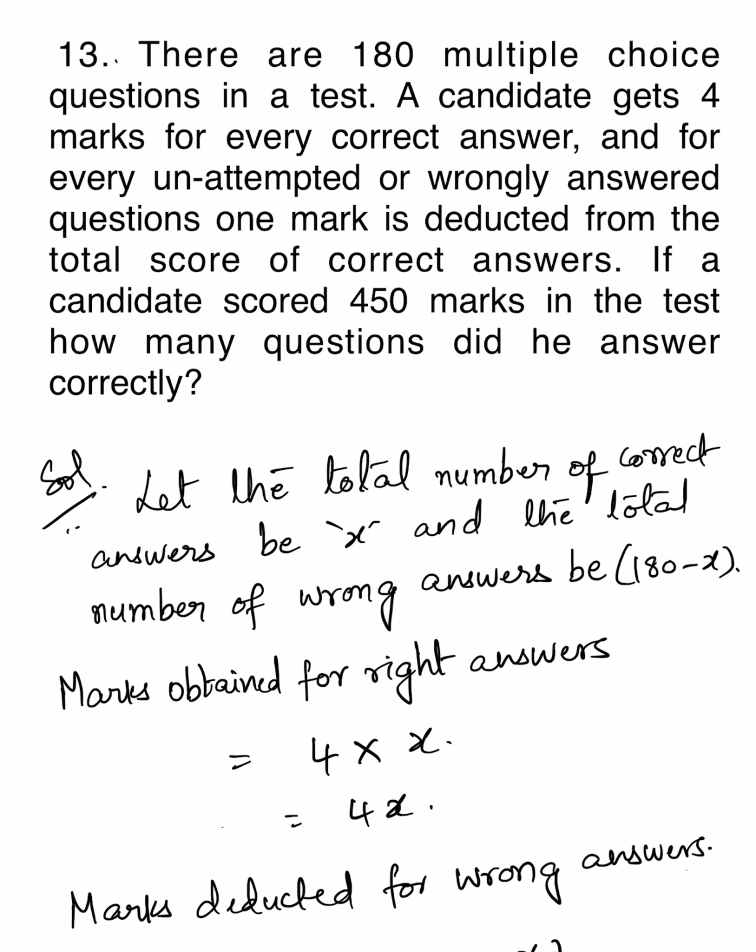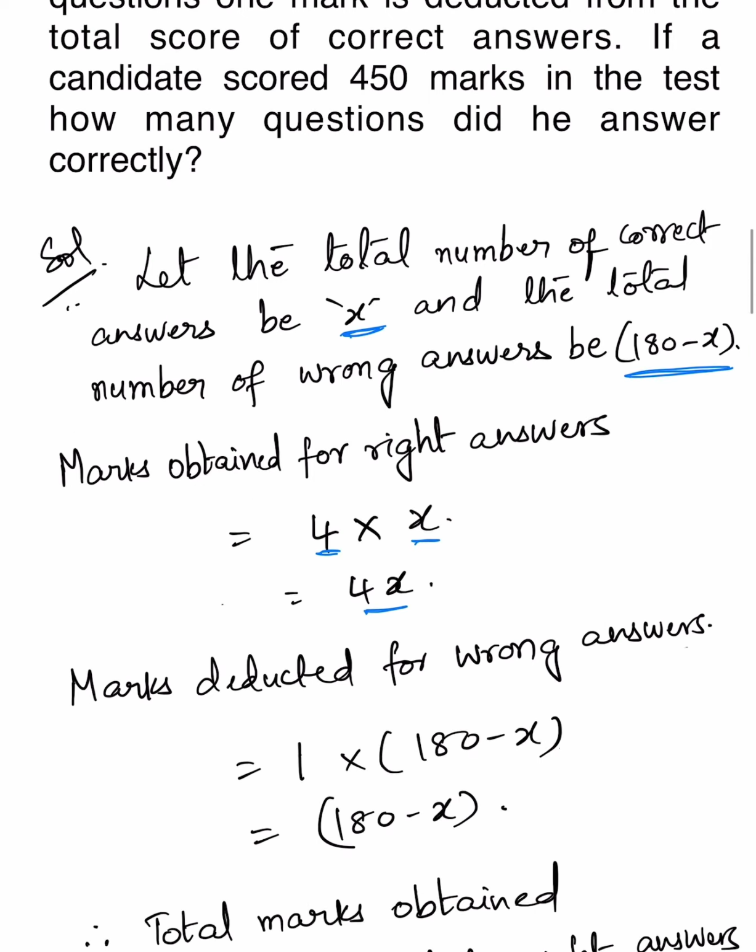So first let us assume that the total number of correct answers be x. Then what will be the number of wrong answers? The total questions are 180. If the correct answers are x, then the number of wrong answers will be 180 minus x. Therefore, marks obtained for right answers is 4 into x, because 4 marks will be awarded for each correct answer and there are x correct answers. Therefore, 4 into x is 4x.